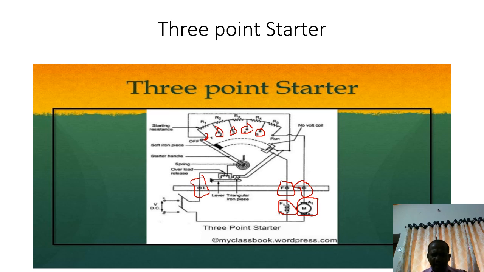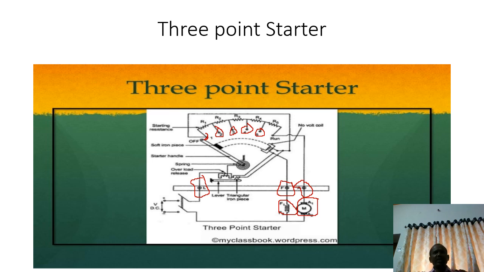This is the holding coil. In the running condition, it is attracted. In the off condition, the handle is shifted to the opposite position. In this condition, the overload release coil will operate, and a contact lever attached to the overload release coil, a triangular contactor, closes the terminal points of the no voltage coil. We observe these things throughout the process in our electrical laboratory also. So this is the operation of the 3-point starter.